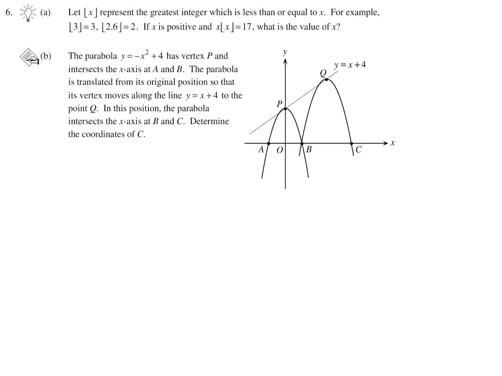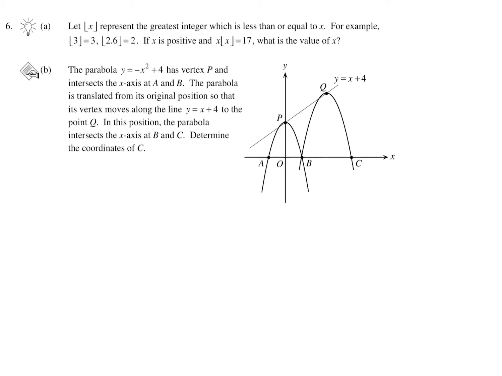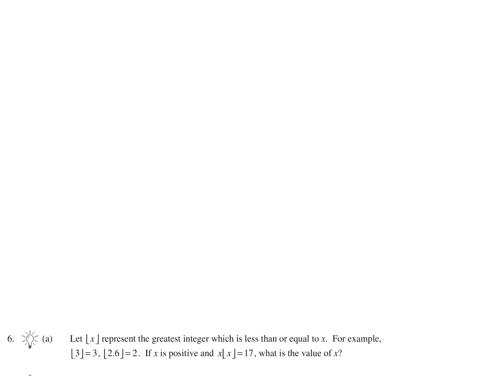Let x, with these strange brackets, represent the greatest integer which is less than or equal to x. For example, bracket 3 is 3, but bracket 2.6 is 2. If x is positive and x times the bracket x is 17, what is the value of x? So they've got this operation that gives you a certain value, an integer value.